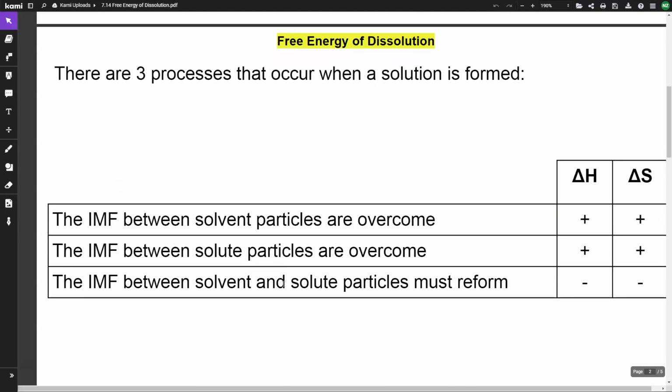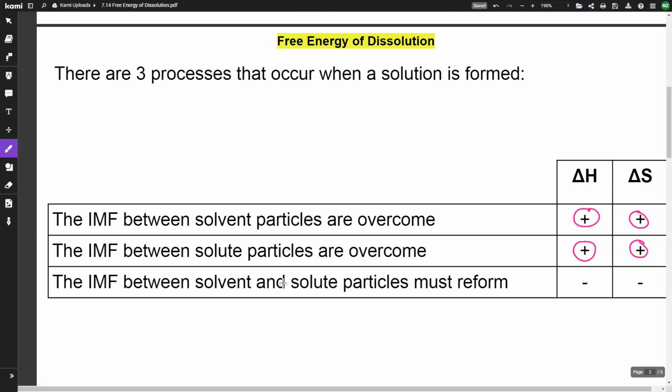Okay, so when a solution is formed, there are three processes that occur. The intermolecular forces between solvent particles are overcome, meaning they can break apart. IMF between solute particles are overcome, meaning they break apart. In order to break bonds, you have to absorb energy, so that's why our delta H value is positive here. Since there are more particles when intermolecular forces are overcome, we have a positive delta S, or positive entropy value.